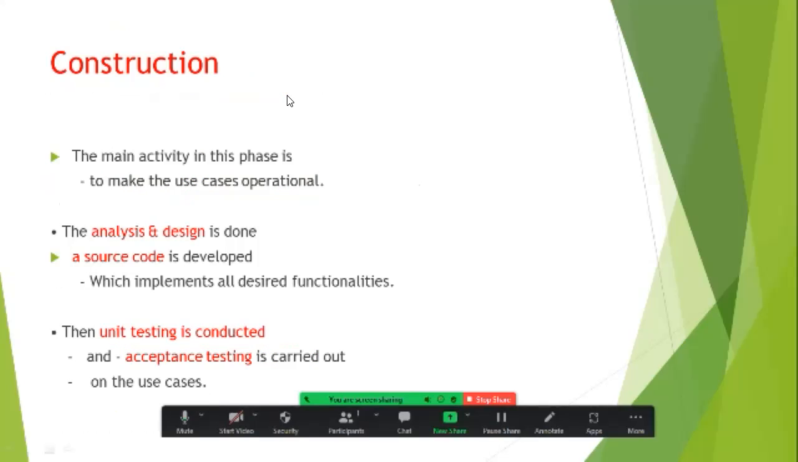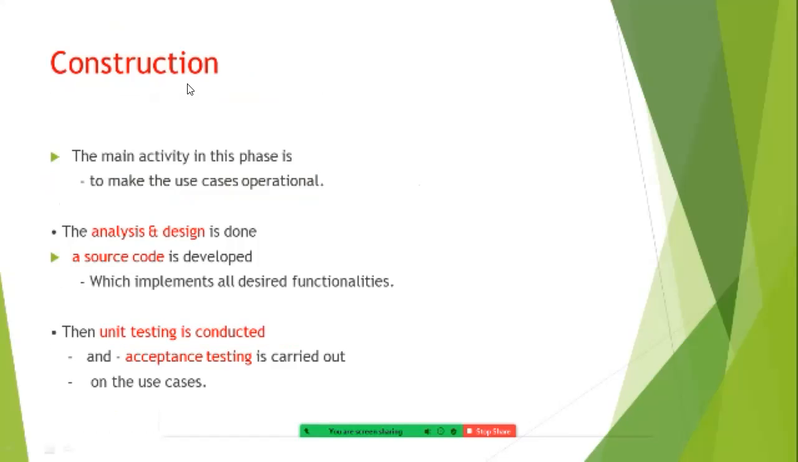Third phase is construction. In the construction phase, the main activity is to make the use cases operational. The analysis and design is done. Friends, source code is developed which implements all desired functionalities. Then unit testing is conducted and acceptance testing is carried out on the use cases.